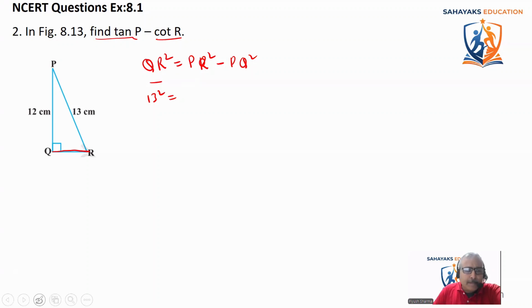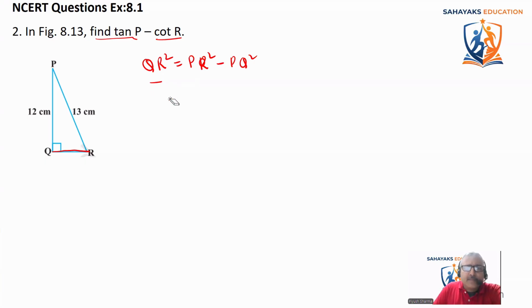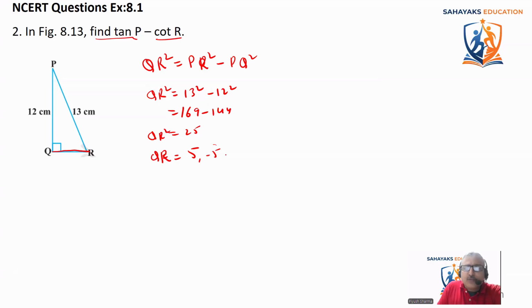So it comes as QR square is equal to 13 square minus 12 square. So 13 square is 169 minus 144. This comes out to be 25. This is QR square. So the value of QR comes out to be 5 and minus 5. Okay, so minus 5 is not possible. So this value comes out to be 5.